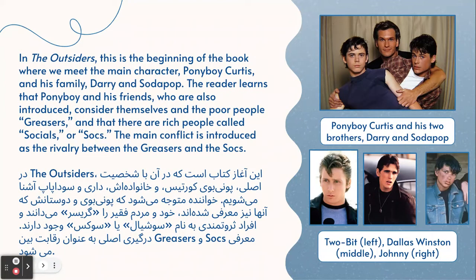In The Outsiders, this is the beginning of the book, where we meet the main character, Ponyboy Curtis, and his family, Darry and Soda Pop. The reader learns that Ponyboy and his friends, who are also introduced, consider themselves the poor people, greasers, and that there are rich people called Socs. The main conflict is introduced as the rivalry between the greasers and the Socs.